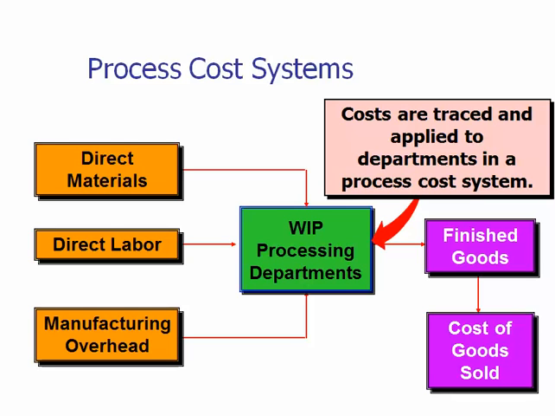In a process costing system, on the other hand, we trace costs directly to work in process and apply overhead to work in process, or we might again trace costs to work in process departments if we have a sequential production process. But we'll need to find a way to allocate or assign costs to individual units of production.